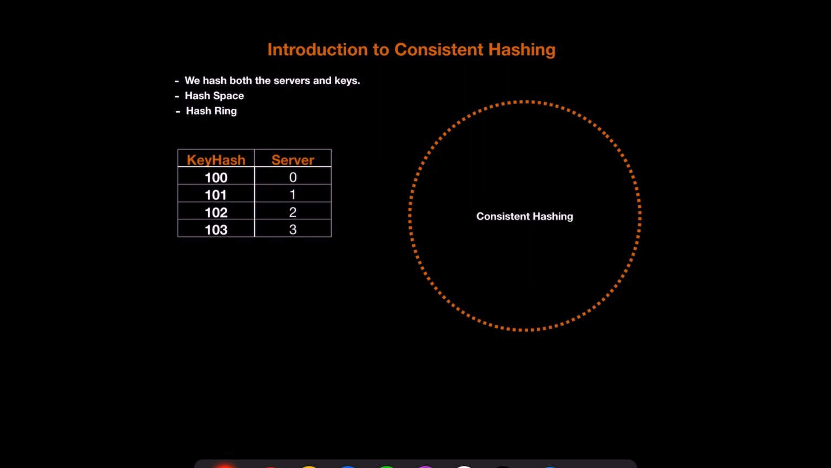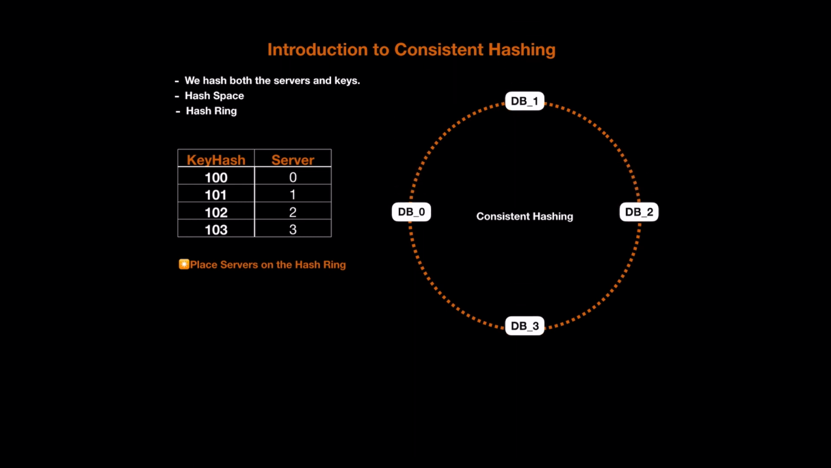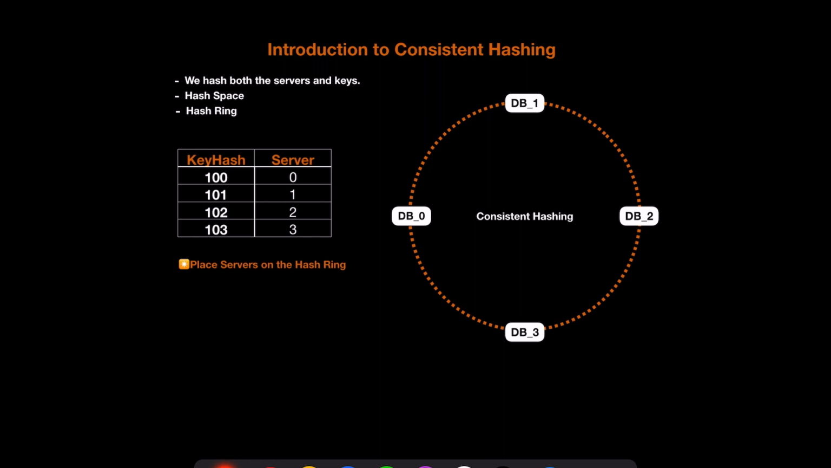In consistent hashing, we divide the whole solution space into multiple small places, and we call this the hash space, and then we construct the hash space in a circular way, and we call it the hash ring. Then we first place the servers on the hash ring. Say for example, we have 4 different servers, db0, db1, db2 and db3.